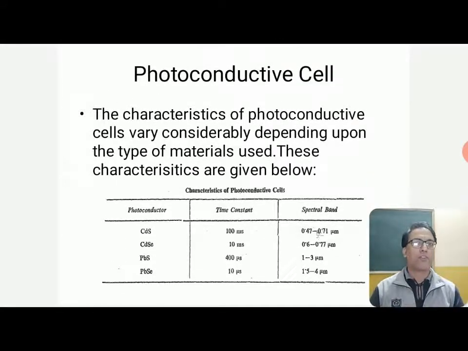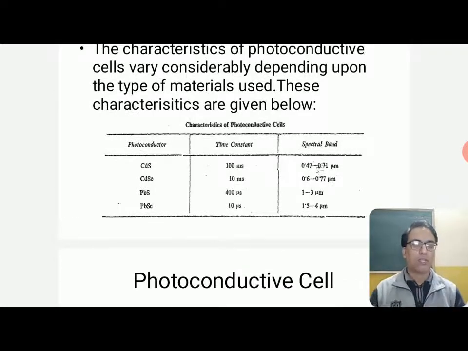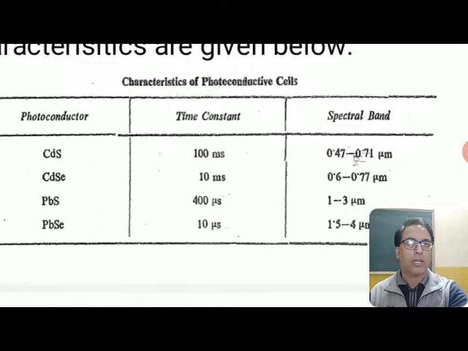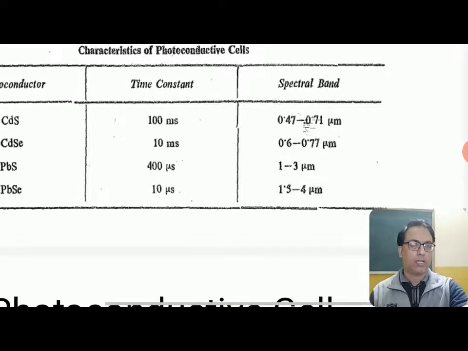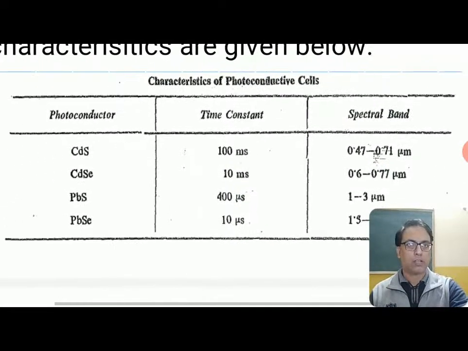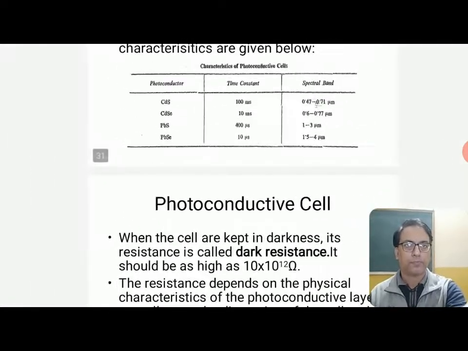The characteristics of a photoconductive cell vary considerably depending upon the type of material used. Their characteristics are given below. These are some of the materials. You can see cadmium sulfide, cadmium selenide, lead sulfide, lead selenide, and they have time constants of 100 millisecond, 10 millisecond, 400 microsecond, and 10 microsecond. The spectral bands that can be used for these materials are given in the table. So these are the characteristics of some of the photoconductive cells.